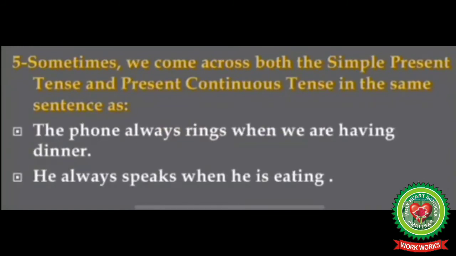The phone always rings when we are having dinner. So they are already having dinner. It happened first, and the action which interrupts their dinner is the ring of the phone. So rings is in simple present tense and are having is in present continuous tense. Similarly, he always speaks when he is eating.